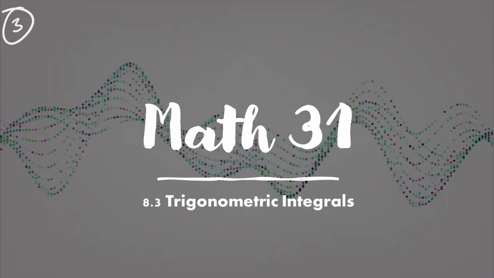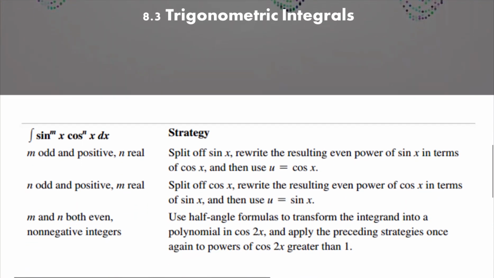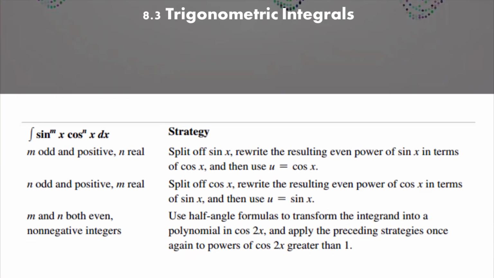Okay, let's move into some tangents and secants now. I waited to give you this, but there's some strategies. Remember your sines and your cosines? It tells you that if you have an odd power on sine, split off a sine. If you have an odd power on a cosine, split off a cosine. If they're both even, they call it the half angle formulas. I call it the power reduction formula. We use that until you don't have any powers of cosine or sine greater than 1.